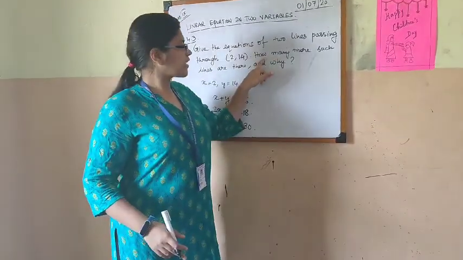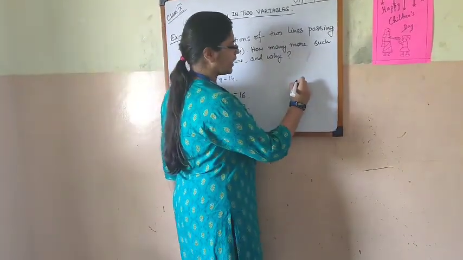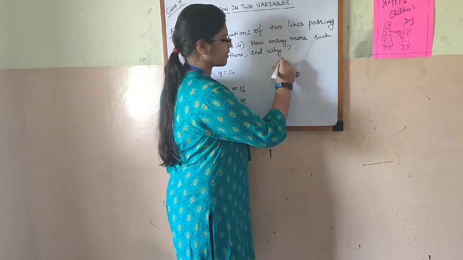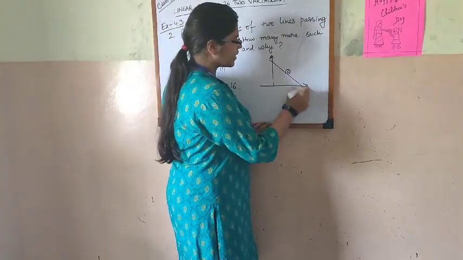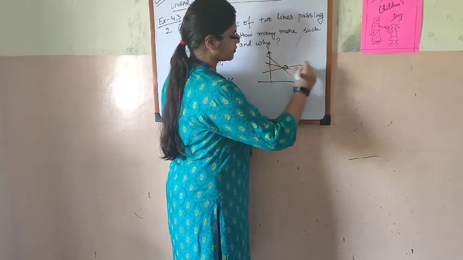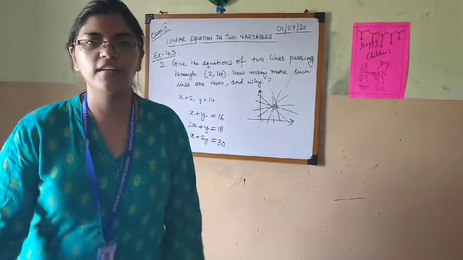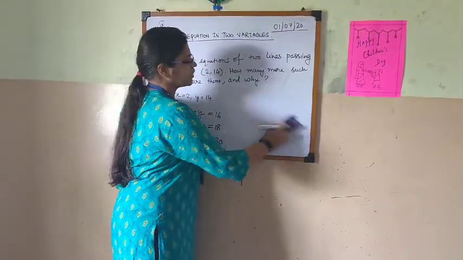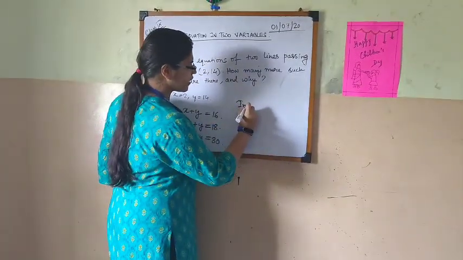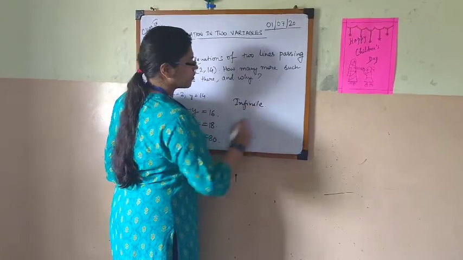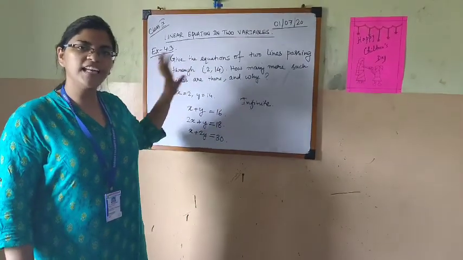Also, the next question says how many more such lines are there and why? As we know, if there is a point, suppose this is the y-axis and this is the x-axis, from this point we can get infinite lines passing. Infinite lines can pass through this point. That is why, for the next part of the question, how many more such lines, we can write infinite lines more can pass through this point 2, 14, and this is applicable for any point.